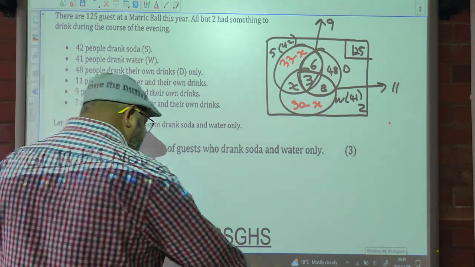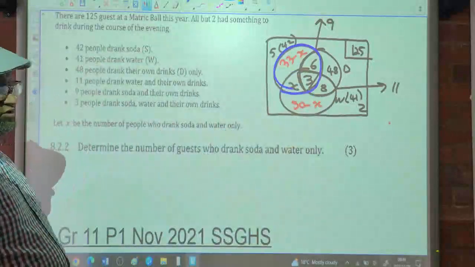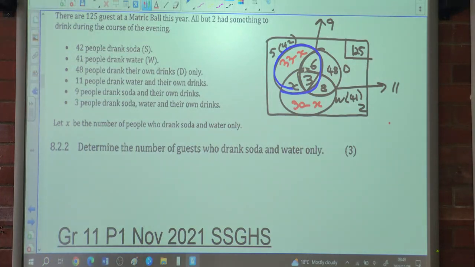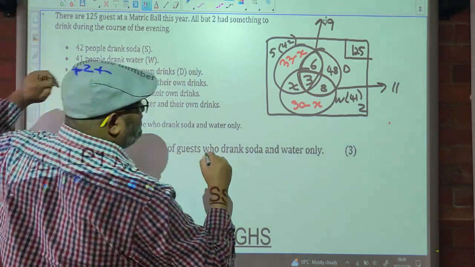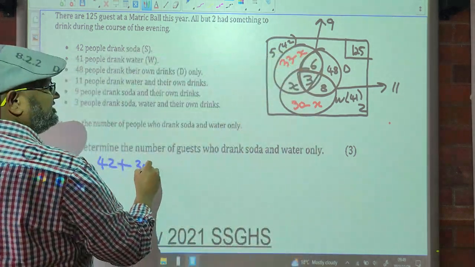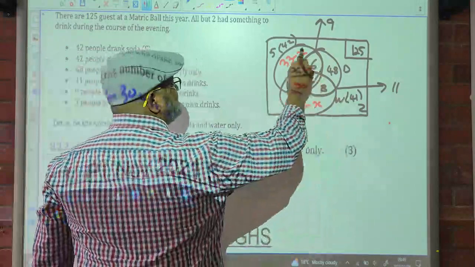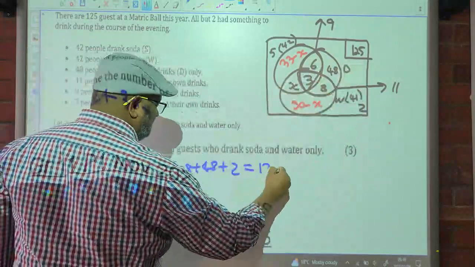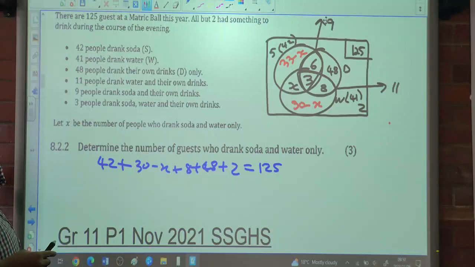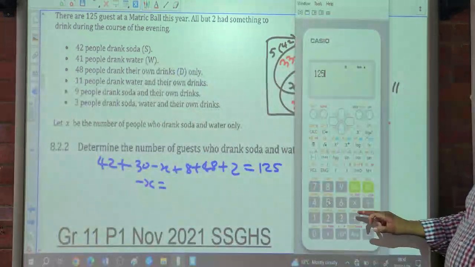Not so. So what I say is, okay, this whole thing adds up to what? 42. So instead of saying 33 minus X plus 6 plus 9 plus X, I just say 42. So now all 4 of this are accounted for. 42 plus 30 minus X plus 8 plus 48 plus 2. All this here adds up to what? 125. You see that, people?